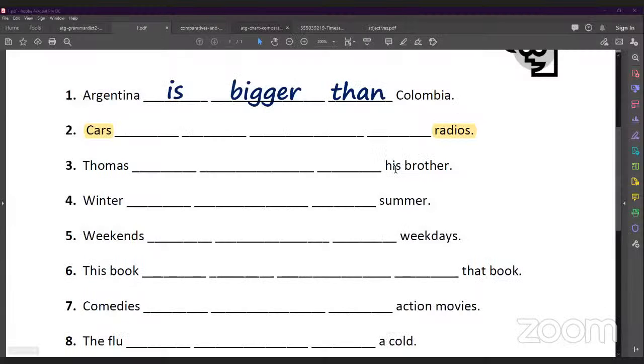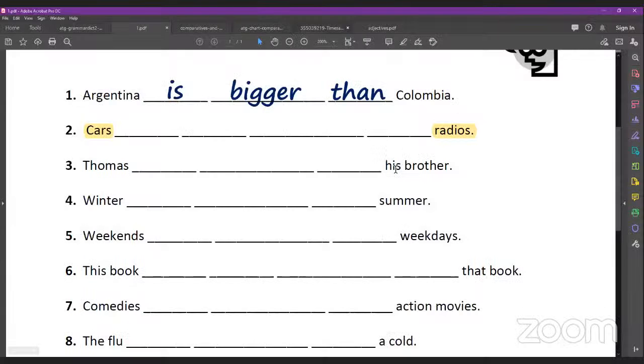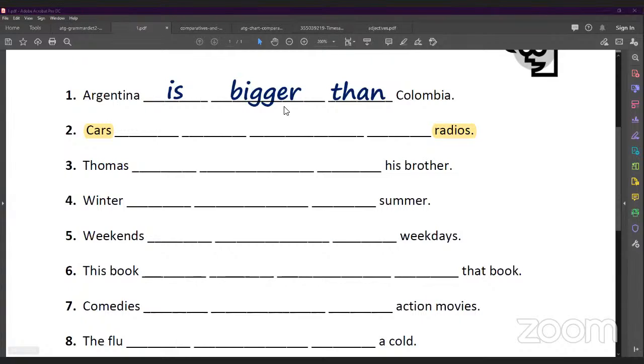Let's do it, guys, please. One volunteer for number 2 and 3. Click on the button, Jess, please. Cars are more expensive than radios. Number 3. Thomas is taller than his brother. All right, it works for me.